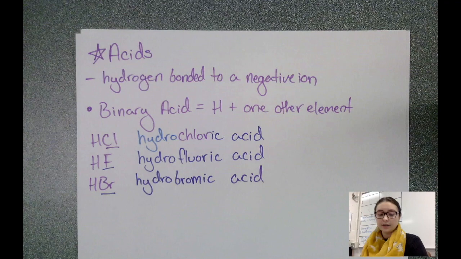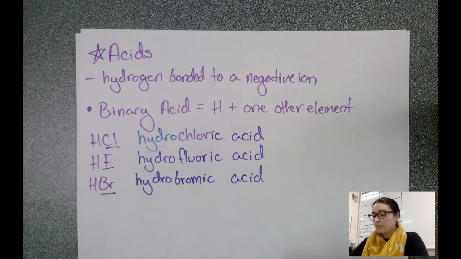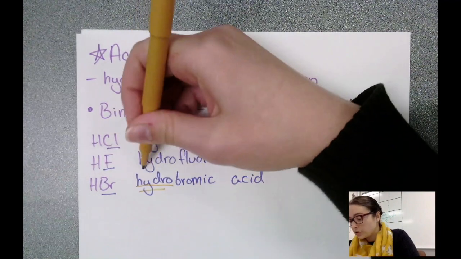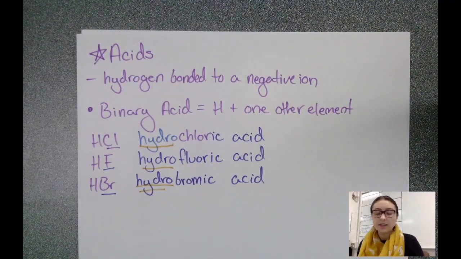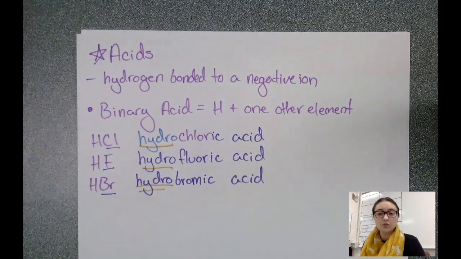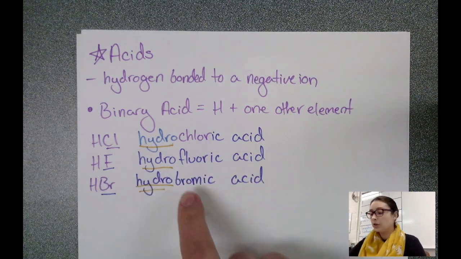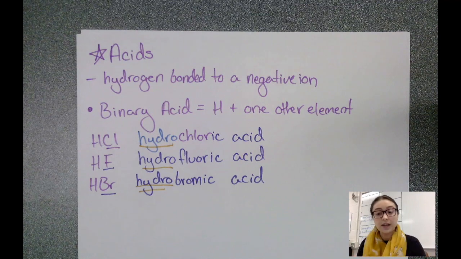Hydrobromic acid. So the one way you can tell that it's a binary acid from the name is if it has the prefix hydro. If you see the prefix hydro, you know it's a binary acid. That means it's going to be hydrogen plus just one other element. And look at the root in the name to know what that other element is.